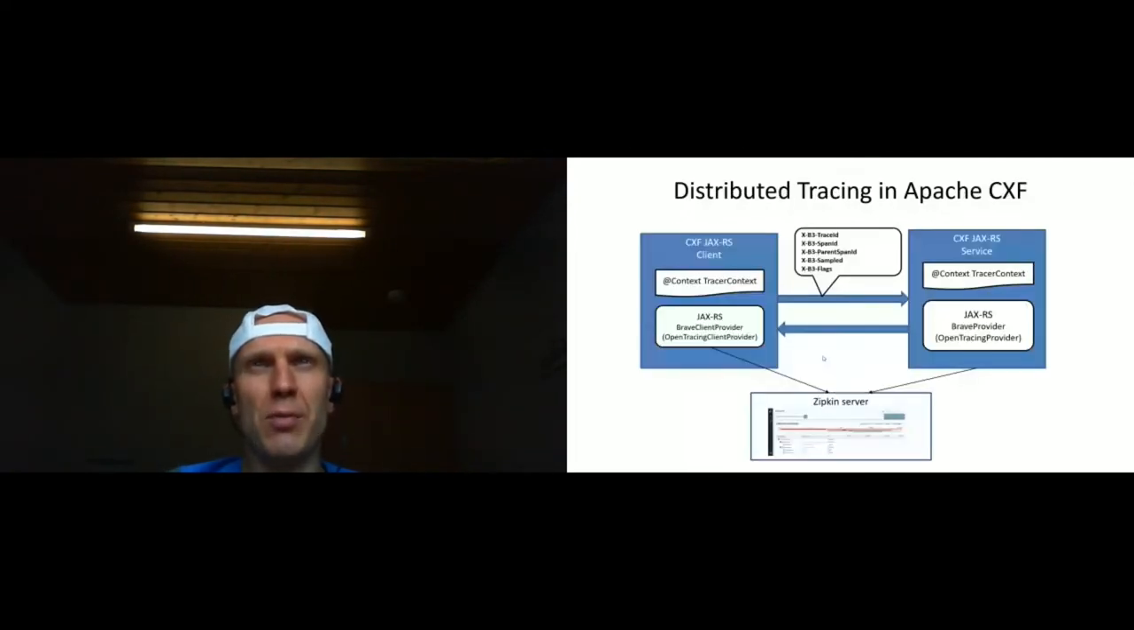So let's look into the integration of tracing into Apache CXF. On the left side is a client using the CXF JAX-RS implementation, and on the right side is a service. What is necessary is that you can inject the tracer context to have access to the actual trace information in the thread. It's also necessary for the client to add JAX-RS providers, either the Brave client provider or the OpenTracing client provider, depending on whether you use the Brave API directly or the OpenTracing one. After that, your client is instrumented, and all CXF calls will include additional headers with a trace ID, span ID, and parent span ID. A sampled flag says whether the information should be sent to the Zipkin server directly or not. And some additional flags could be propagated as well.